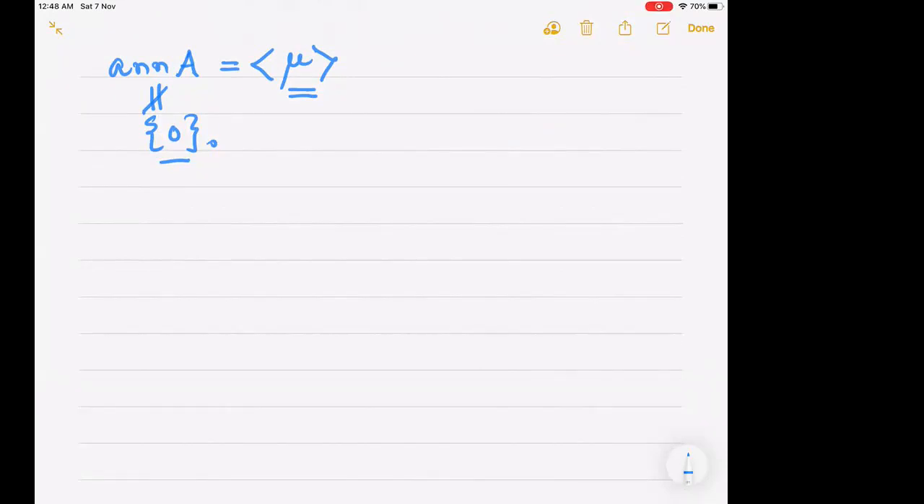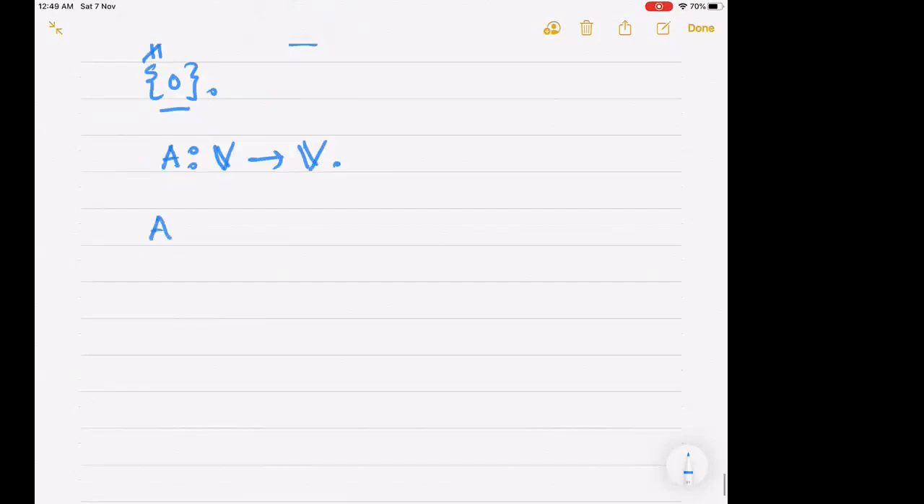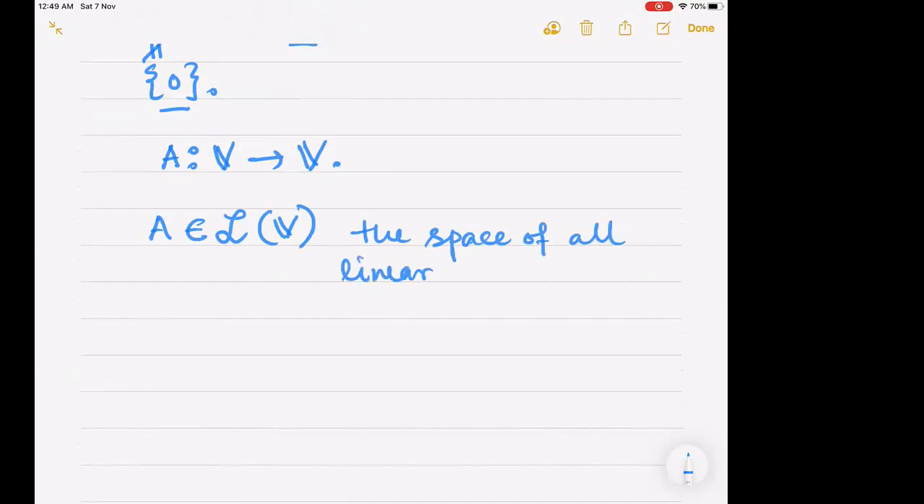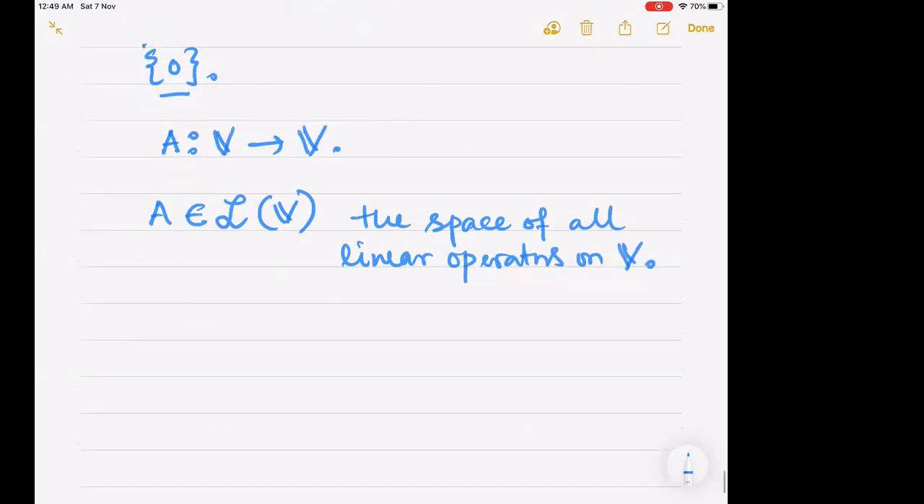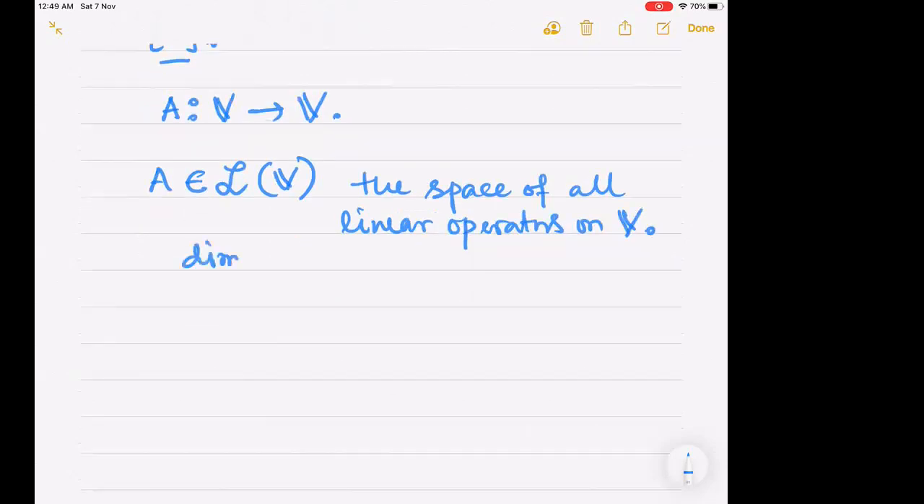See, A happens to be a linear operator from V to itself, which means A belongs to a vector space, the space of all linear operators on V. Because V is finite dimensional, remember, dimension of V is n, which is less than infinite, this space also is finite dimensional. And if you remember, this dimension is in fact equal to n squared.